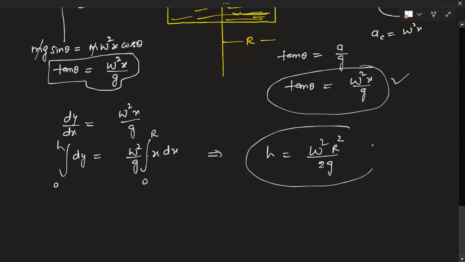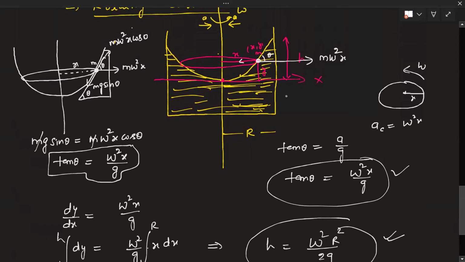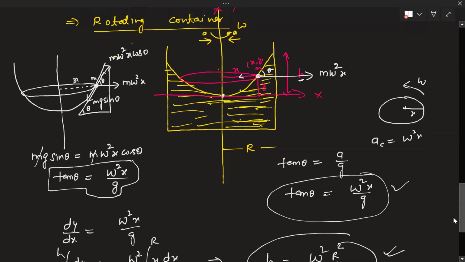This formula application they can ask in NEET. In this you see that h is directly proportional to r square. R is the radius of the tube, and height is the difference of height at the center and at the edge. That I have taken as h. So I am getting the formula h equals omega square r square by 2g. Now you can write it if you understood. Okay, sir.